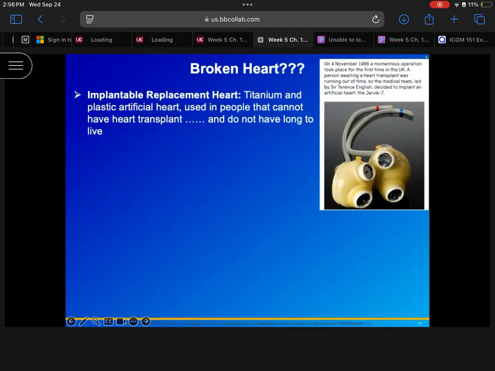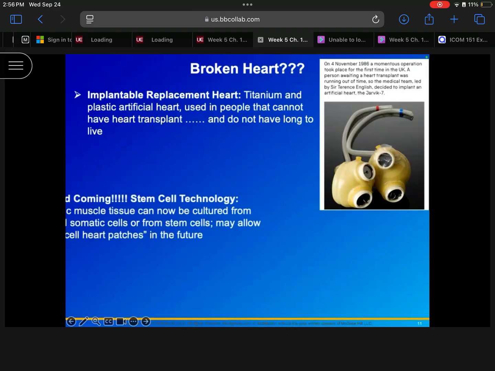So an implantable replacement heart. I know, it looks pretty funky, huh? That was actually one of the first ones that were made, in what does it say, 1968. They've been modified a little bit since then. I think that looks almost like scuba gear, but anyway.